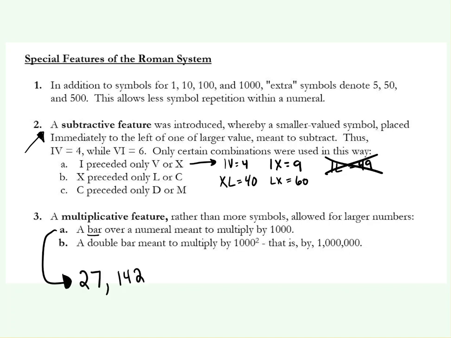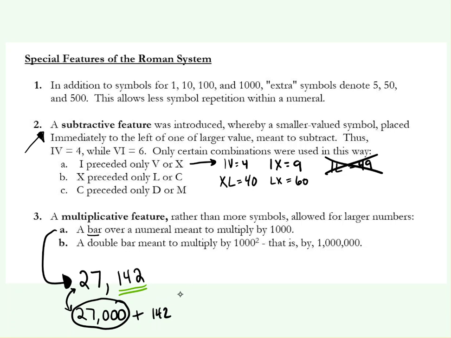If we were going to express 27,142 in Roman numerals, we would be able to express the 142 relatively easily. The 27,000 is going to be the issue, so I might first think of this as 27,000 plus 142. If you check in your calculator, these are the same thing, but it just allows us to think of them as, okay, how could we deal with the 27,000? And we already know how to deal with the 142 that we're going to add to that.